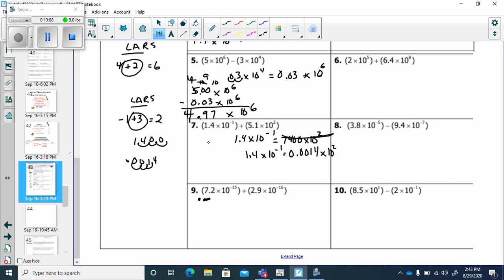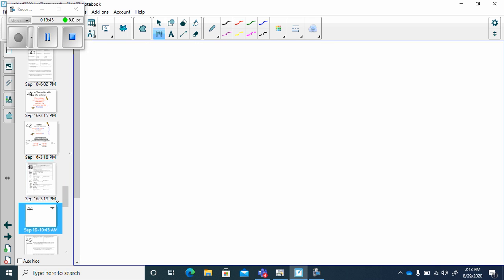So let's just set this up. I've got 5.1 times 10 to the 2nd plus 0.0014 times 10 to the 2nd. That would give me 5.1014 times 10 to the 2nd. Okay? Now, that gives us several additions and subtractions that we've gone over. Let me look at a couple of these.